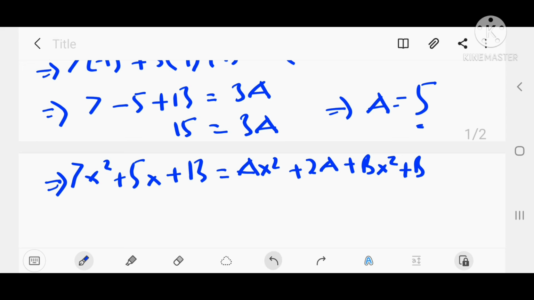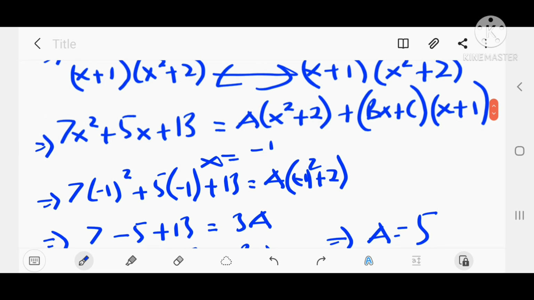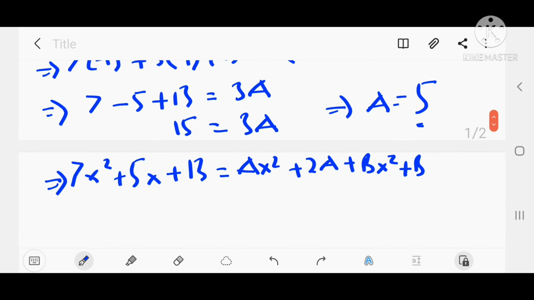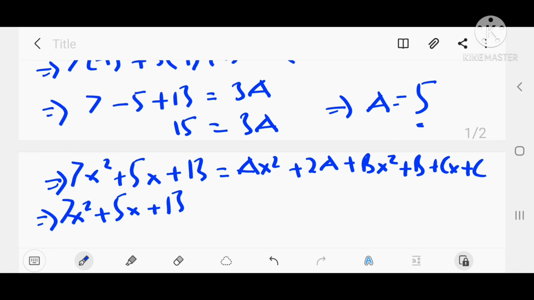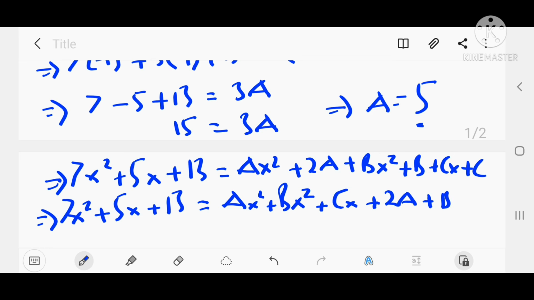Then we have cx plus c. So bringing like terms together, we have 7x squared plus 5x plus 13 equals ax squared plus bx squared, plus cx, plus 2a plus b plus c.